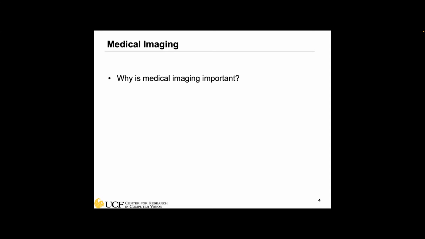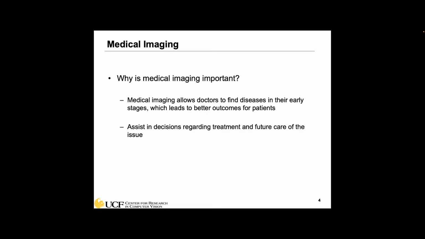But why is medical imaging important? It allows doctors or physicians to find disease in the early stage, because you want to identify diseases or issues as early as possible, so you can have immediate treatment that could lead to better outcomes for patients. It can also assist in decisions regarding treatment and future care. So it is so important. Then there's a branch of medicine called radiology, which uses imaging techniques to diagnose and treat diseases.